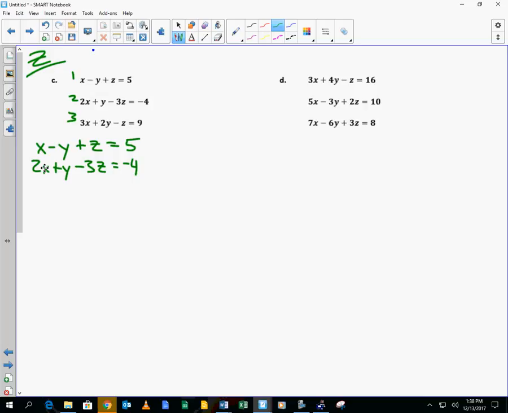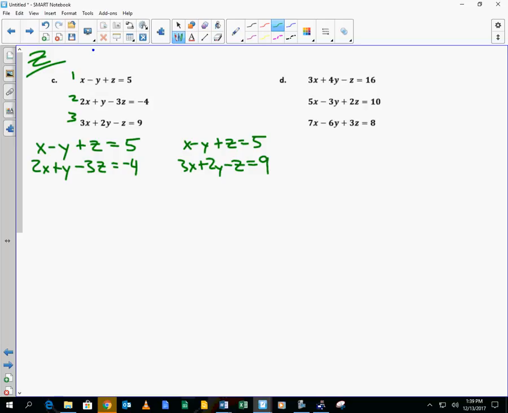She has to choose a second set. She can't choose 1 and 2 again. That would be redundant. She's going to instead choose 1 and 3 or 2 and 3. What would you like? 1 and 3. So she's going x minus y plus z is equal to 5. And 3x plus 2y minus z is equal to 9. That is the only piece that is new about solving systems of 3 compared to what we have just done. As long as you can do that step, solving a system of 3 is no big deal.